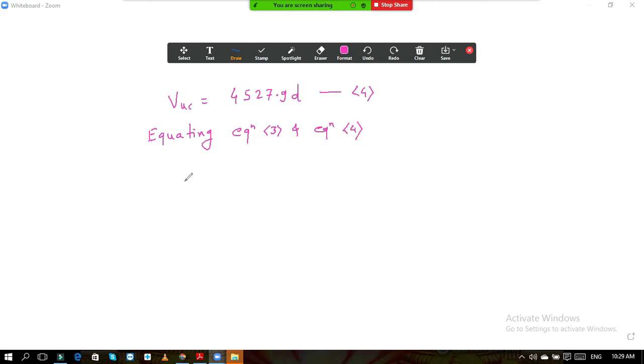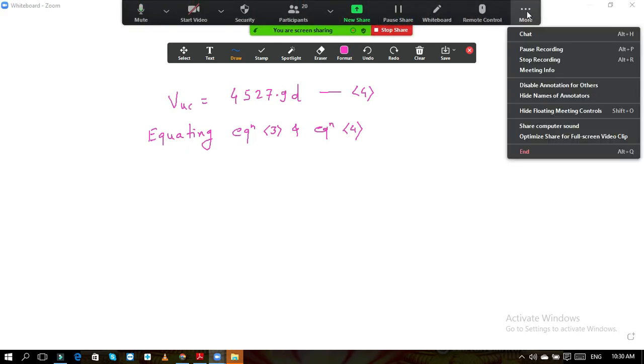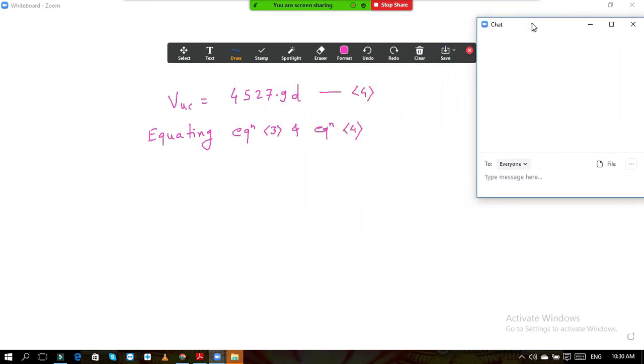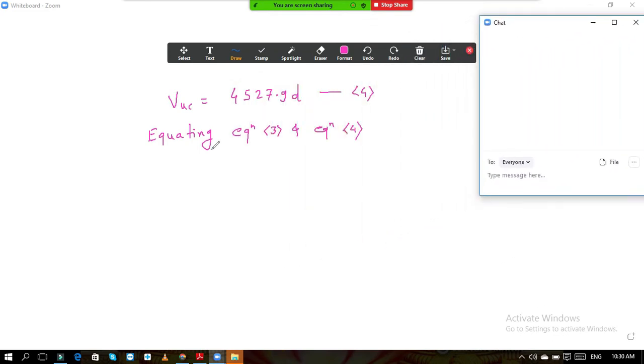So what was our equation 3? Can anybody tell me, because it was getting disconnected, so I don't have that slide with me right now. Can you tell me in the chat what was our equation 3? Anyone? Are you writing down something or not? What I am asking, what was our equation number 3?